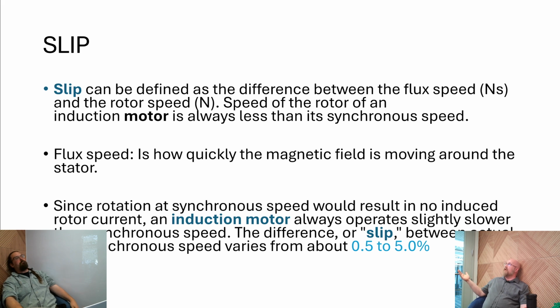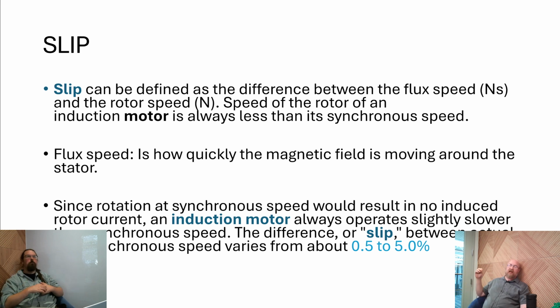So slip is defined as the difference between the flux speed, which is the speed the rotational magnetic field is going, and the actual rotor speed. Keep in mind, the rotating magnetic field the stator is generating is effectively rotating at a certain RPM. That's going to be 3,600 RPM, or it's essentially defined by what you've got coming out of the wall and how many poles you've got in the motor. And that's instantaneous the moment you plug it in.